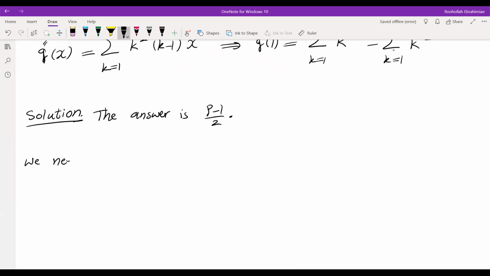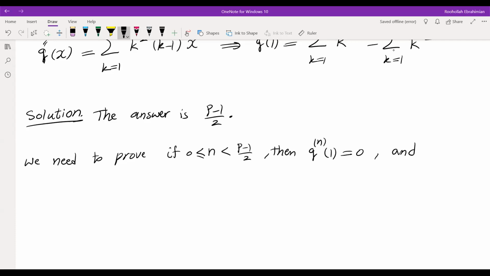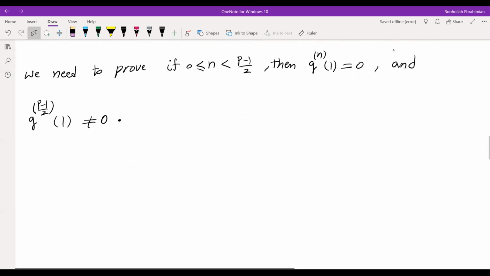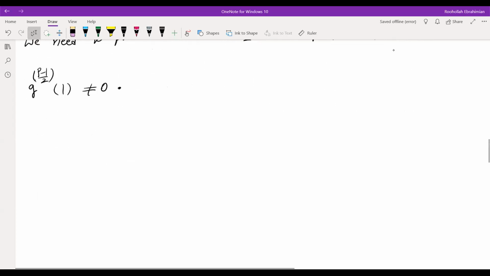So we need to prove that if n is between 0 and p minus 1 over 2, then q_n of 1 is equal to 0. And so we need to show all of the derivatives up to that point are 0, and at p minus 1 over 2, if you take the p minus 1 over 2 derivative, you get that it's not 0. So if I show this is the case, then I'm done. So we'll go ahead and evaluate the derivatives and show exactly that.